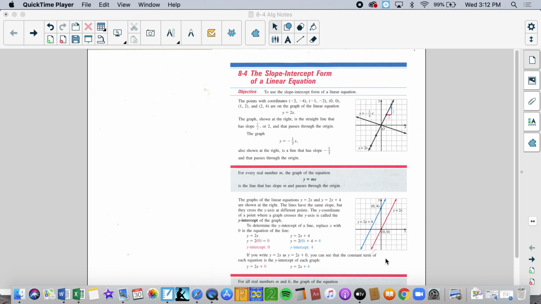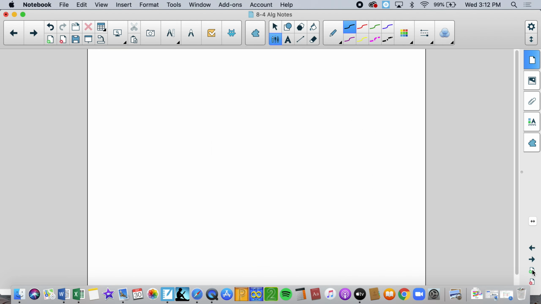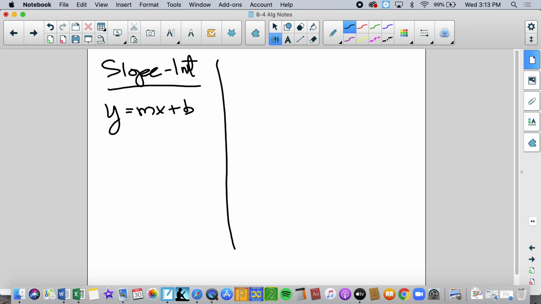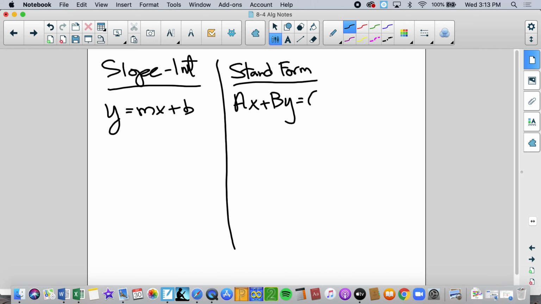Okay, here we go. Let's work on section 8.4, the slope-intercept form of a linear equation. When we talk about linear equations, that's equations with two variables, there are three different types. We have one that's called slope-intercept form, and that equation looks like y equals mx plus b. We have standard form, and the standard form looks like ax plus by equals c.